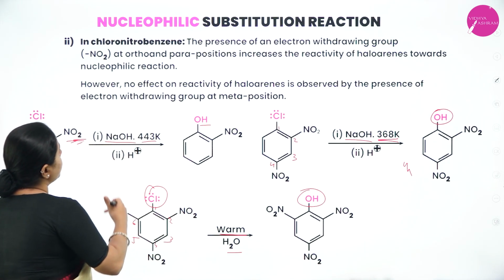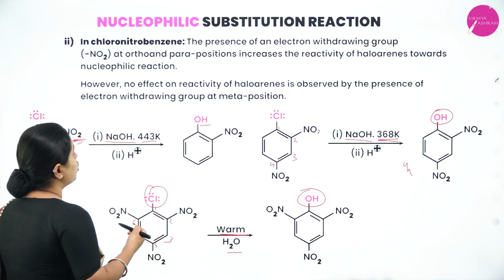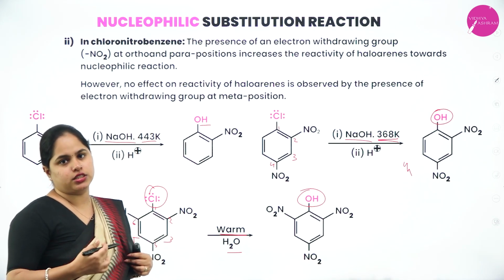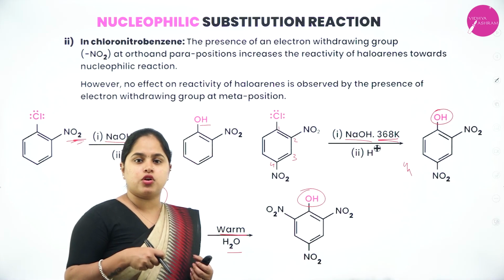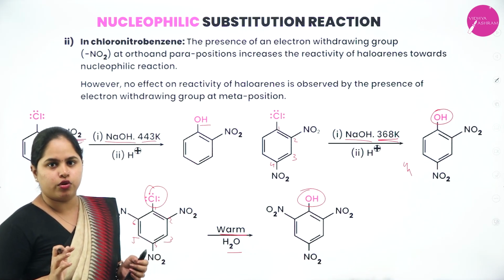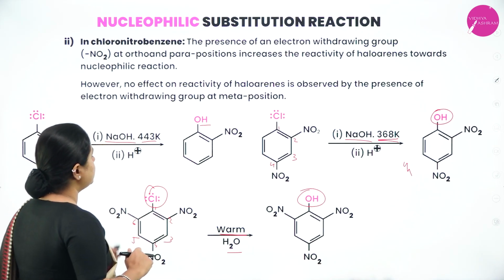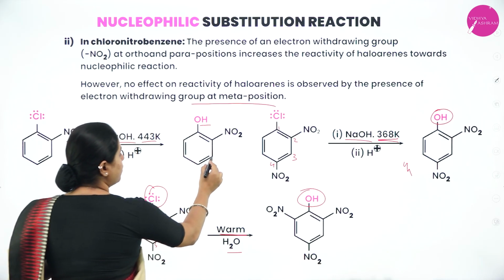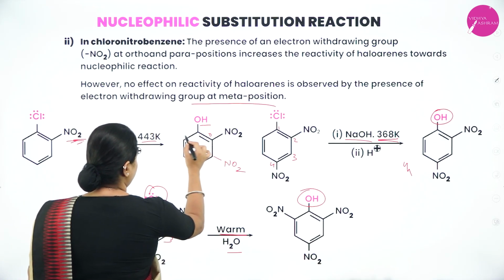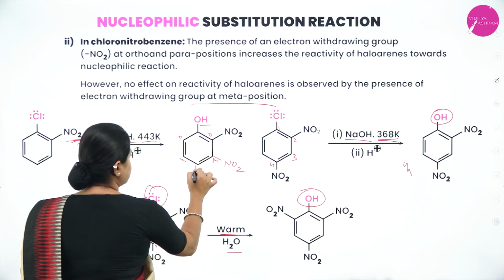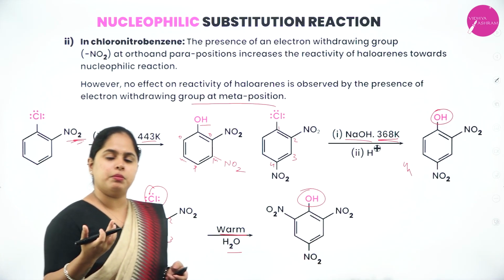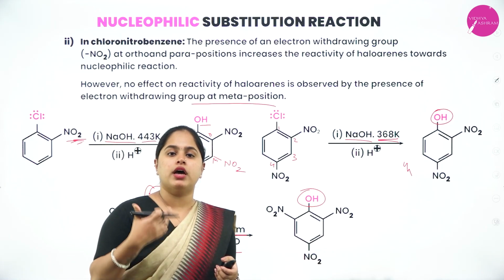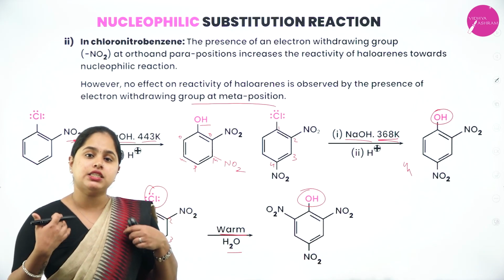So that is what is written here. The presence of an electron withdrawing group at ortho and para position increases the reactivity of haloarenes towards nucleophilic reaction. Why? Just what I have discussed now, because it reduces the electron richness of the benzene ring and makes it more ready for the nucleophilic substitution reaction. However, there is no effect on reactivity by the presence of an electron withdrawing group at meta position. So for example, if you have a nitro group at the meta position, this is ortho, this is meta and this is para position, right? It doesn't make any difference in the reactivity. But if you are adding more and more nitro groups at the ortho and para positions, the reactivity increases.